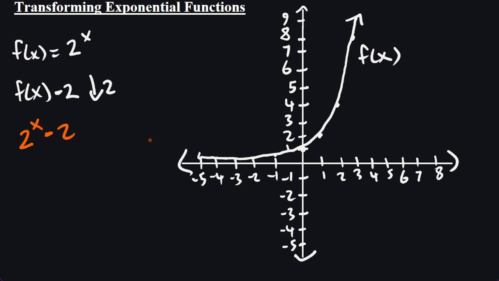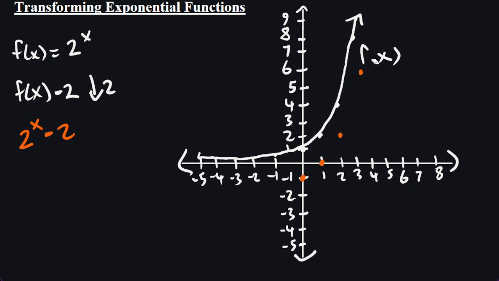Let's go ahead and graph it in orange. All we have to do is take our base function f of x and shift every point down by 2. So 0, 1 will go down by 2 to 0, negative 1. 1, 2 will go to 1, 0. 2, 4 will go to 2, 2. 3, 8 will become 3, 6.